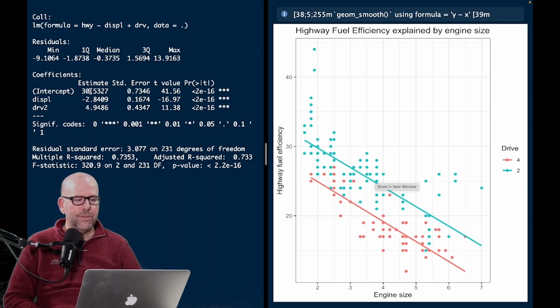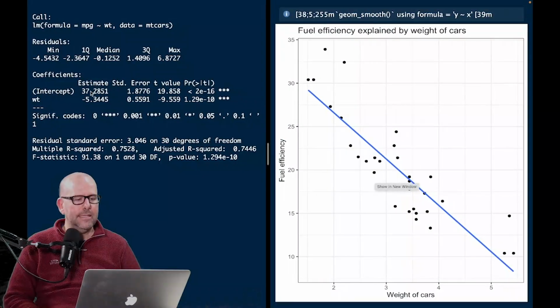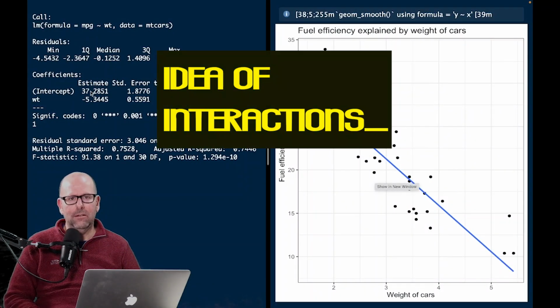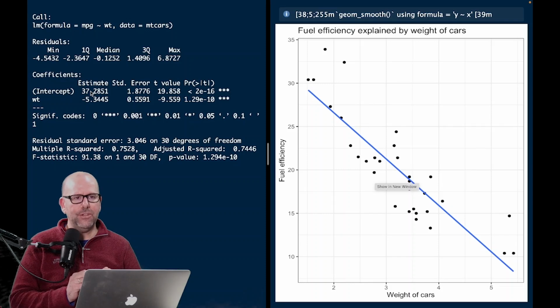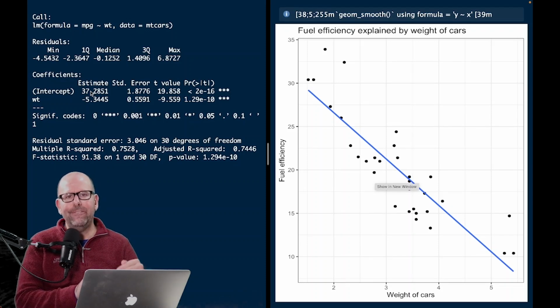But here we go. So that is adding an additional categorical variable. Let's take a look at the idea of interactions. What is an interaction? An interaction happens when the relationship between one explanatory variable and an outcome variable is affected by a third explanatory variable. The best way to understand that is to look at a nice example.